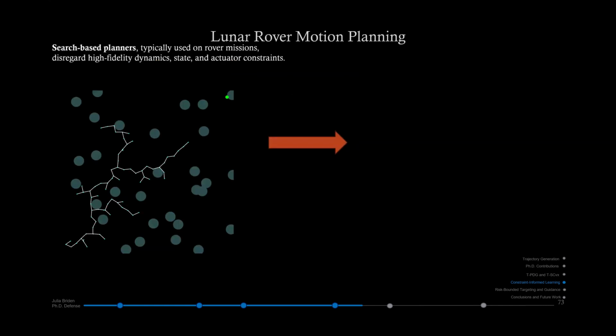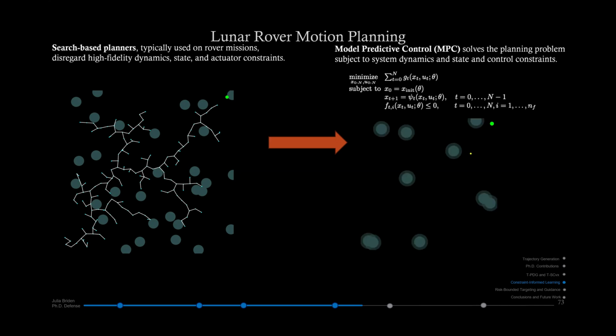And the specific problem that we're looking at is lunar rover motion planning, which currently, especially in space-based robotic missions, are heavily based on search-based planners, which, kind of similar to the polynomial power descent guidance methods, often disregard high fidelity dynamics, state, and actuator constraints. So what we really want to run on board is model predictive control, so being able to solve the planning problem subject to system dynamics and state and control constraints.